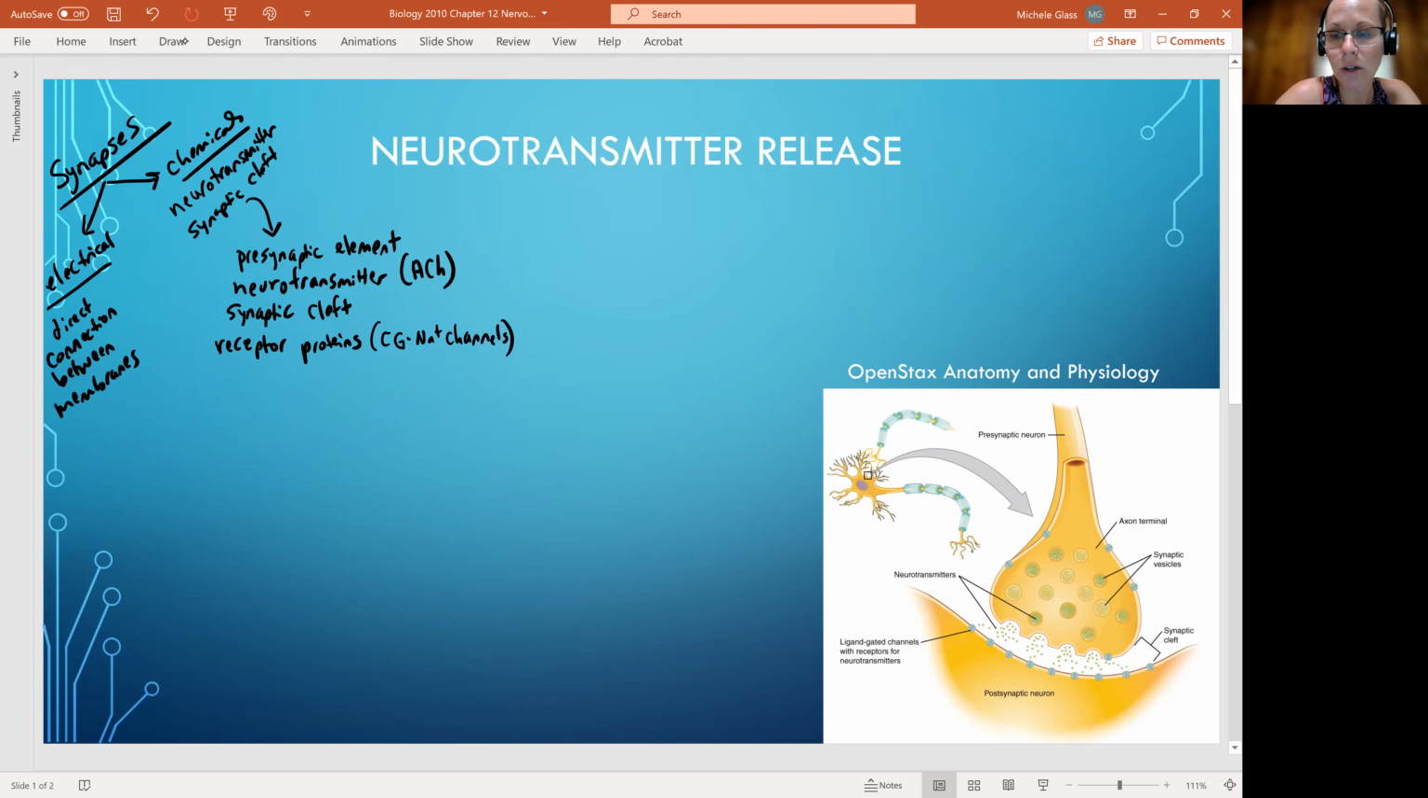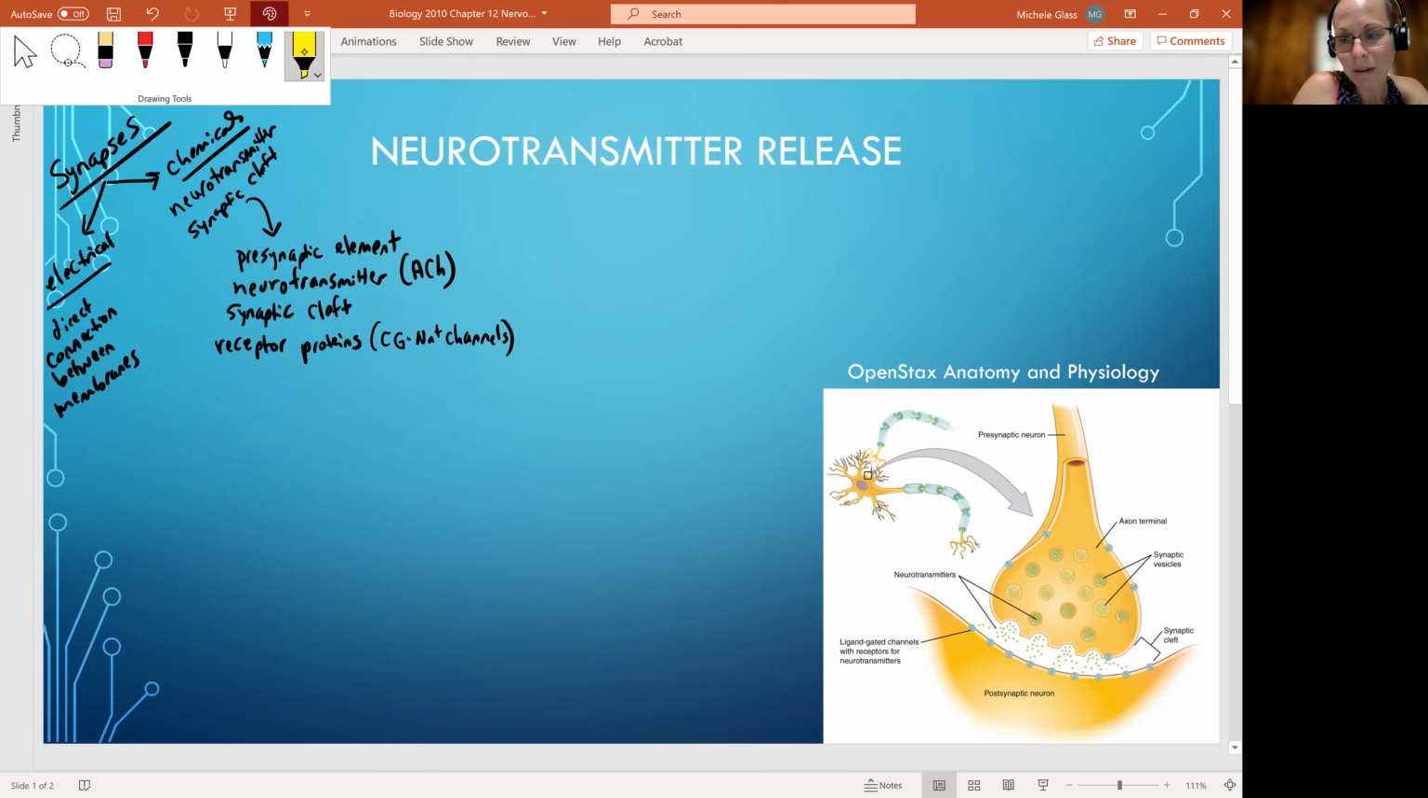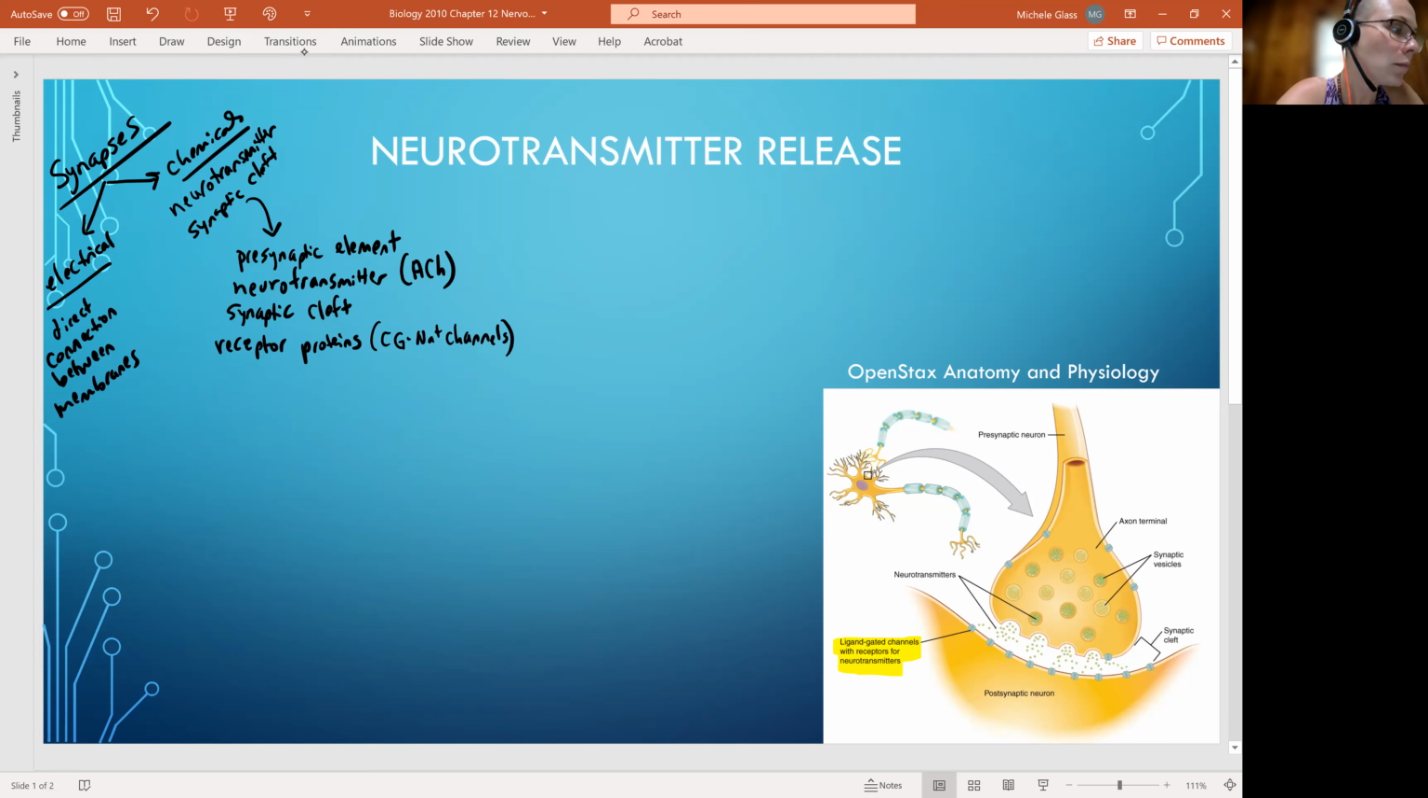Remember, we can also use the term ligand gated. That is there in our diagram, so I'll highlight that for you. We can also use the description of a nicotinic receptor, and it's talking about the same type of receptor protein. We need to have some kind of postsynaptic element. In our diagram, it's a postsynaptic neuron. In chapter 10, that was the motor end plate on the skeletal muscle cell.